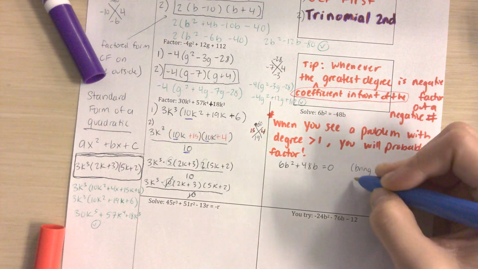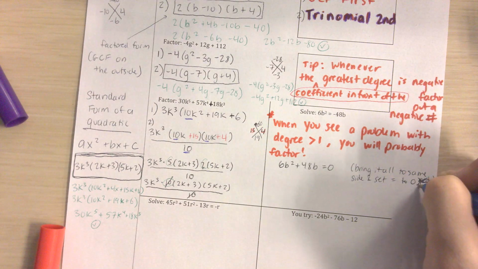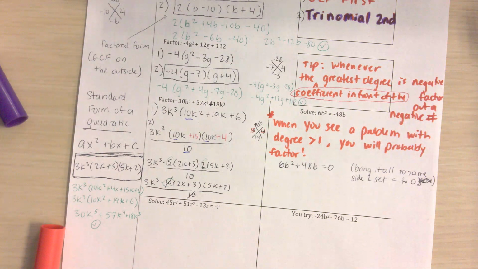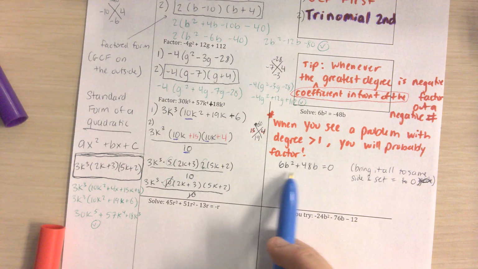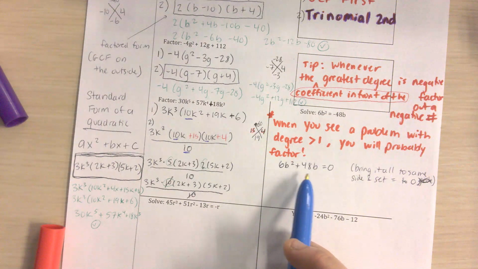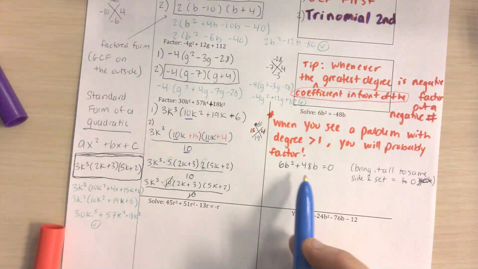Same side and set equal to 0. Okay, so this one looks weird because there's not 3 terms. It's not a trinomial. But we actually did this way back when, like 2 lessons ago. So this one we just have to take our greatest common factor.